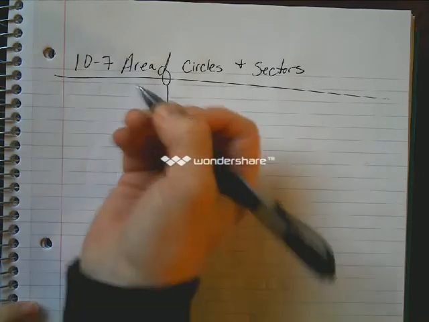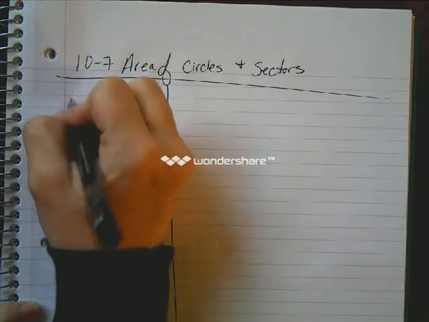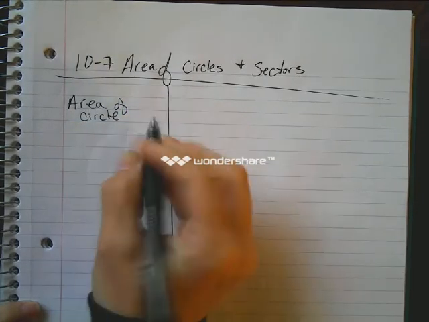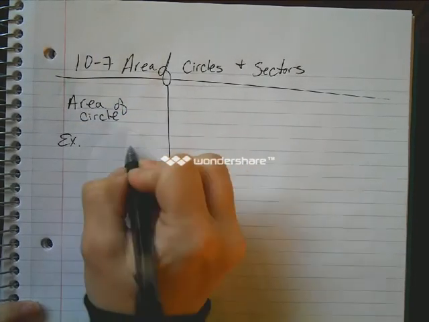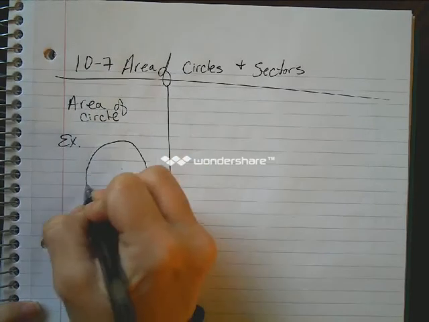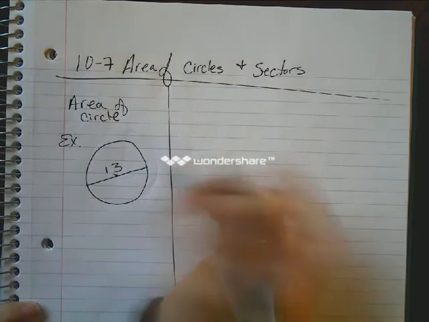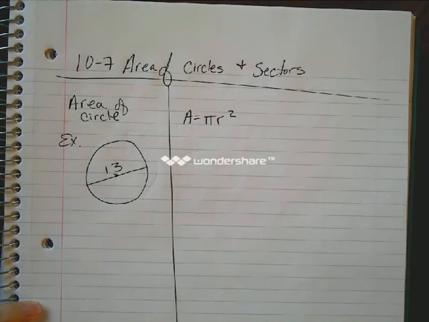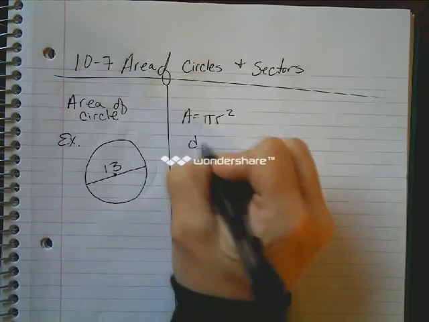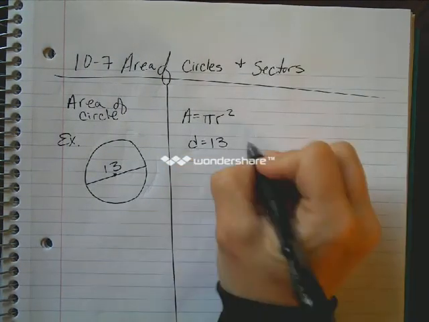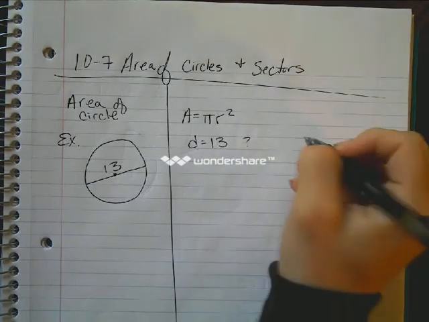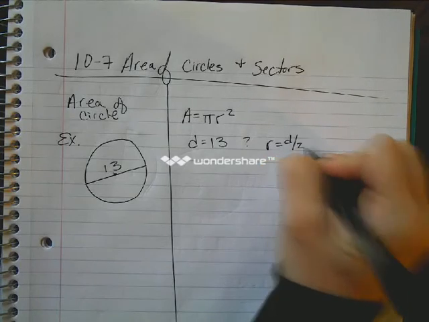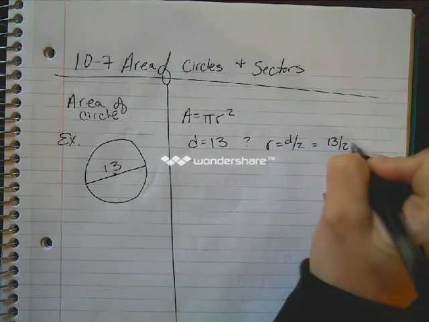First, let's start with just the basic area of a circle formula. Area of a circle. Example. If I give you that and tell you that's 13, area equals pi r squared. In this picture, you're not given r, you're given the diameter. So how do you find r? Well, the radius is always going to be half of the diameter. Radius is equal to d divided by 2. So that's 13 divided by 2, which is 6.5.